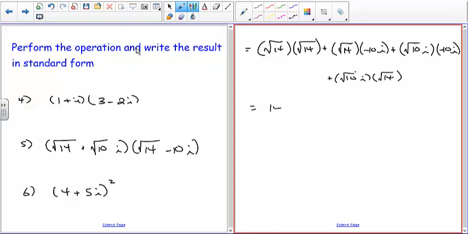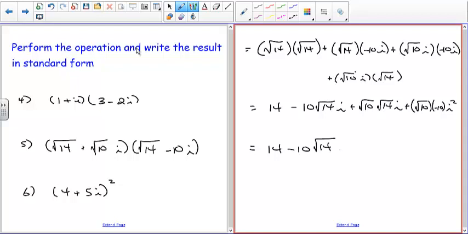Okay, now we'll figure it out. So the square root of 14 times the square root of 14 is 14. Next one we get negative 10 times the square root of 14i. We'll do this last one next, plus the square root of 10 times the square root of 14i. And then we get plus the square root of 10 times the negative 10 times i squared. So I take these two and multiply them together. So i squared is negative 1. And I'm not going to simplify these things because it's just about it. So you're going to replace i squared with negative 1.